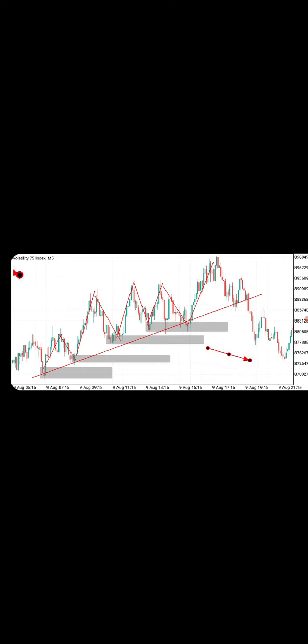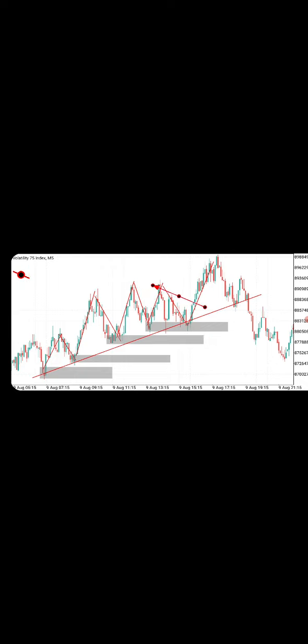Okay, so after we have identified our structure, which is our higher high, higher low, higher high, higher low, at a point we see the market making a move. We see this market making a move from this higher low to a higher high, higher low, higher high, higher low, higher high, higher low, higher high, higher low, and this higher high.